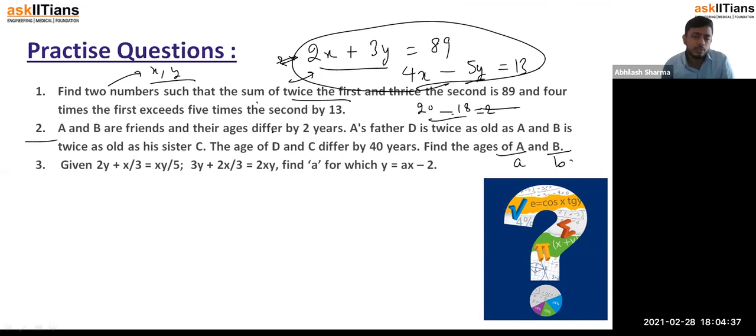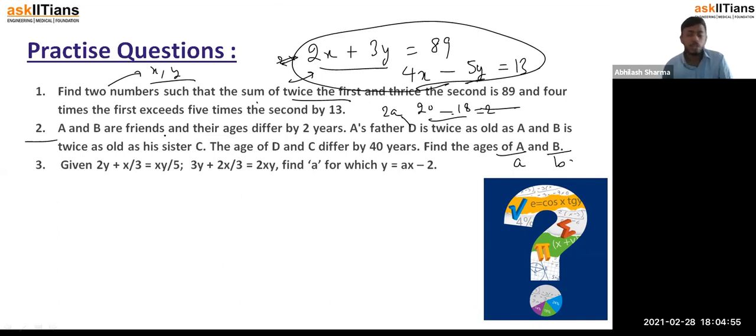So ages differ by 2 years. Okay, so there are basically fine. Just a second. A's father is twice as old as A. So D's age would be 2A, right? B is twice as old as his sister C.